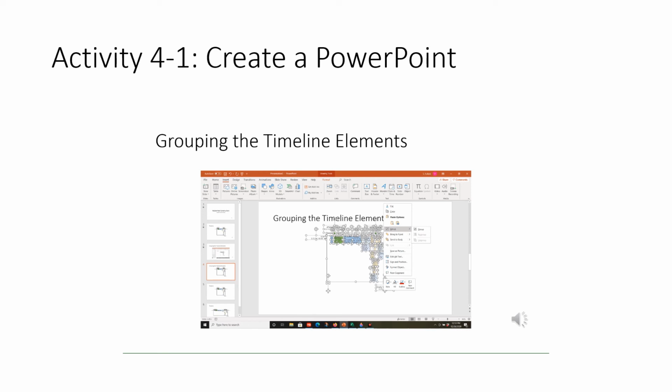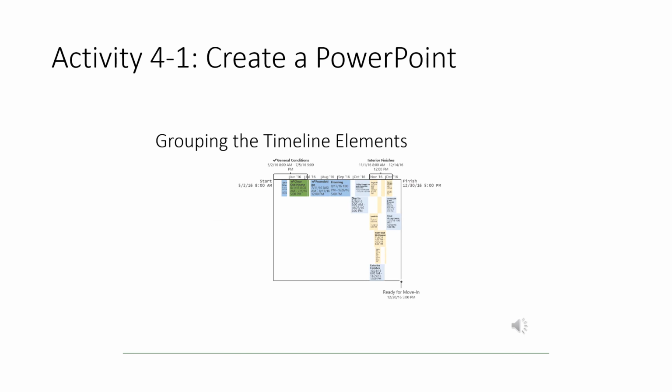Go up, go to group, click on group. What that'll do then is attach all these individual elements into one big element, all grouped together. You can't tell, but this is basically one element now. That's what we want. Now I'm going to go back to our original PowerPoint timeline. This is the one that we want for the class.